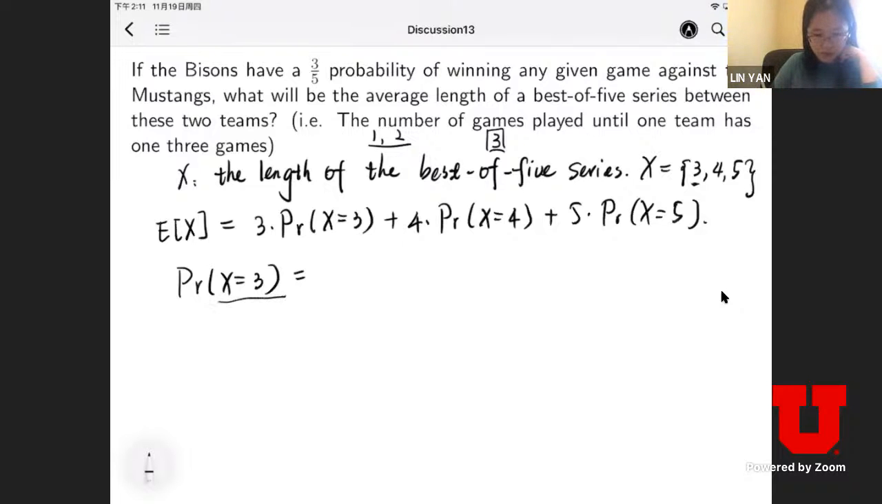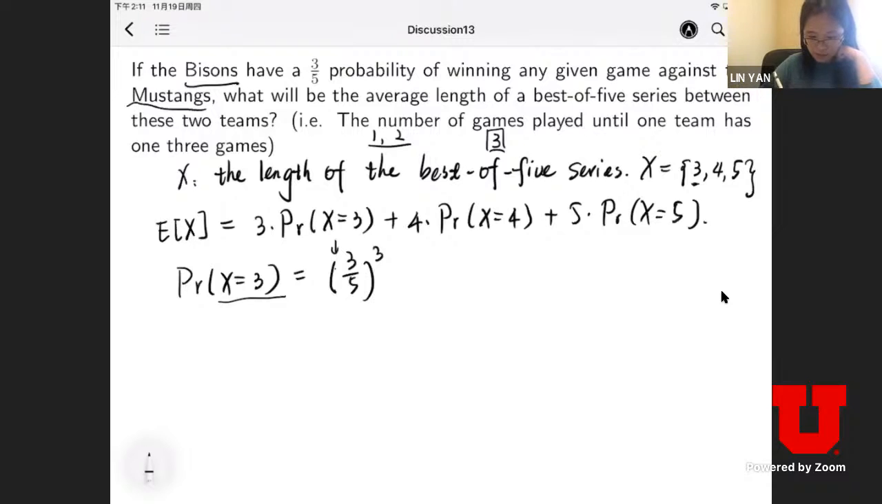So we have two cases: either Bisons win or Mustangs win. If Bisons win in 3 games, that means it wins 3 times. So it should be (3/5)^3.